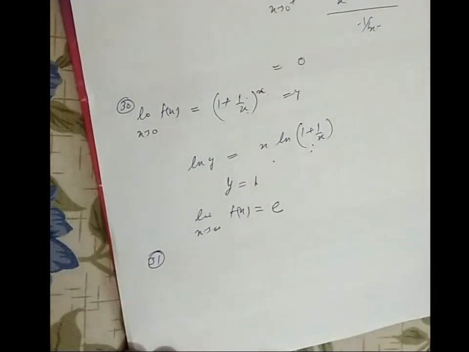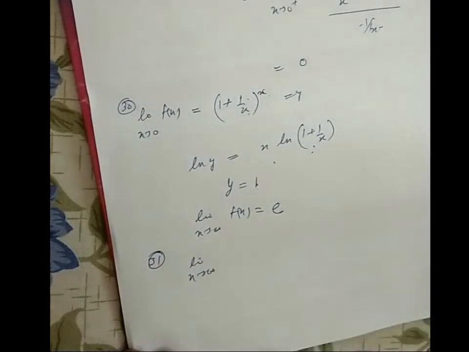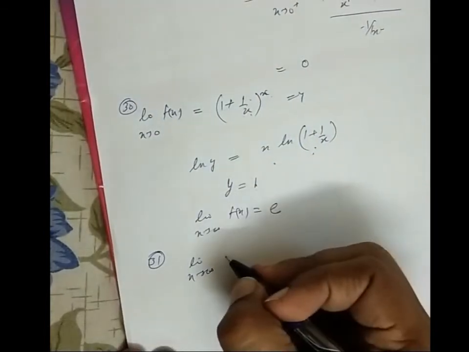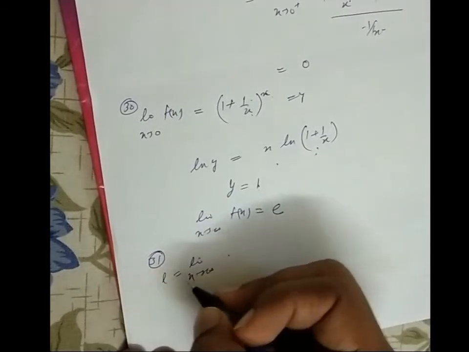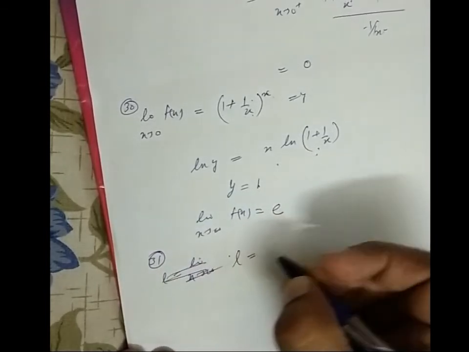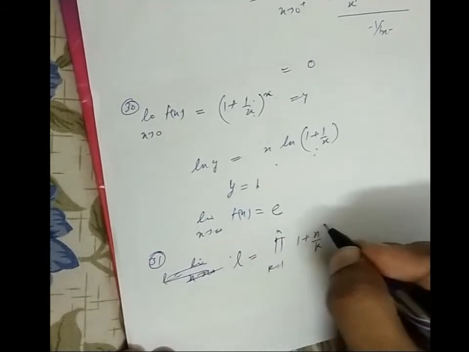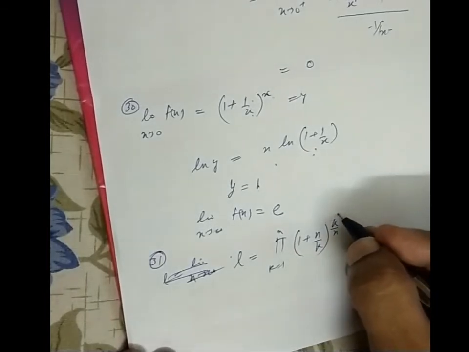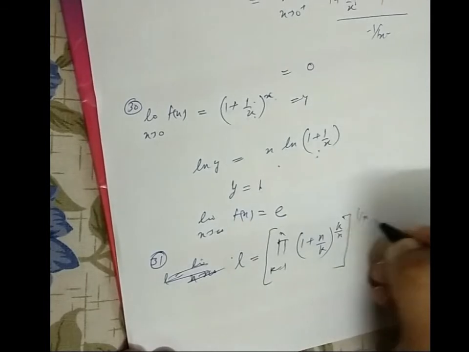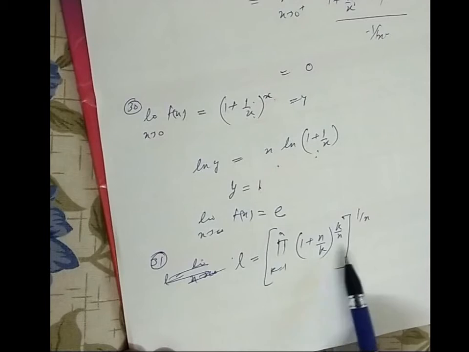So limit n tends to infinity, f of 1 by n, f of 2 by n, f of 3 by n, f of 4 by n. Okay, this would be, let L is equal to product k from 1 to n, (1 plus n by k) to the power k by n, whole power 1 by n. So this is f of 1 by n into f of 2 by n into f of 3 by n and so on.